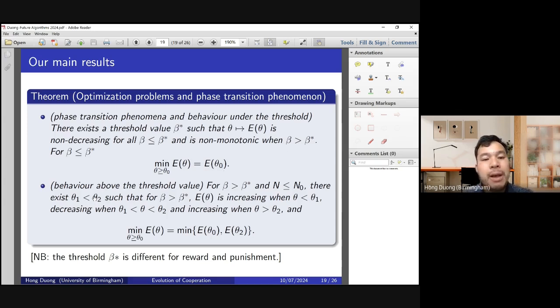We also want to study the minimization problem when beta is bigger than beta star. We show that for beta bigger than beta star and a sufficiently small population, there exist theta 1 and theta 2 such that E of theta is increasing, then decreasing, and increasing again. So we can also understand the behavior of the cost function for this regime for sufficiently small population.